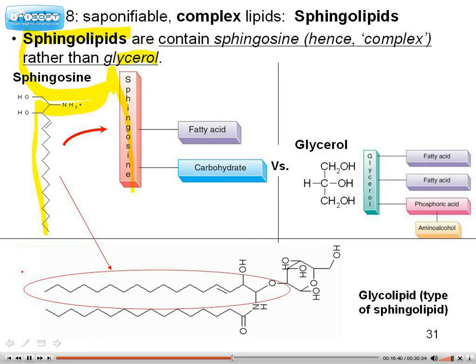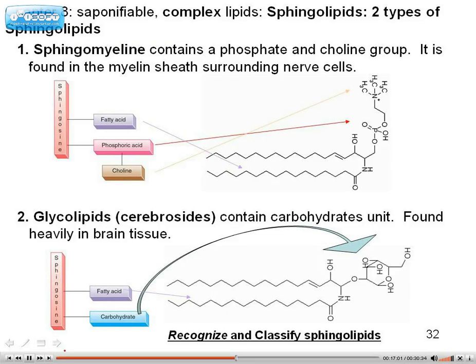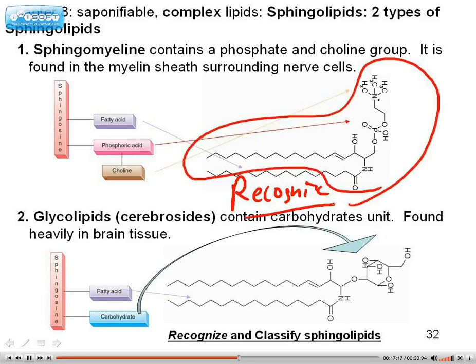And this is a type of sphingolipid called a glycolipid in this example down below. This type of sphingolipid called a glycolipid gets its name because here we have a carbohydrate, hence the glyco portion. So what do you need to know? You need to be able to recognize. You don't have to memorize the structures and sketch them, but if I give you this structure right here, you're going to have to recognize.